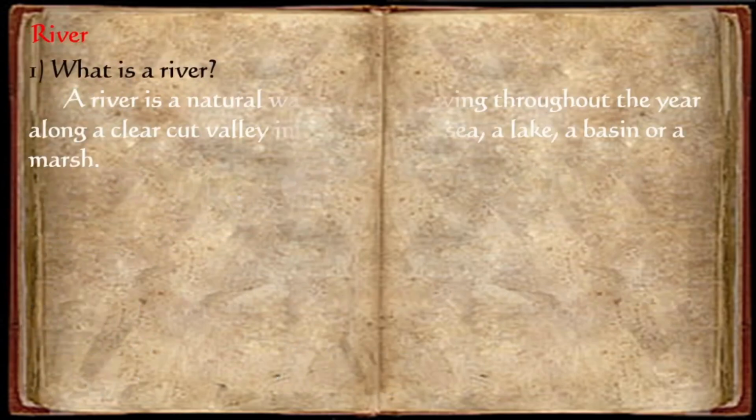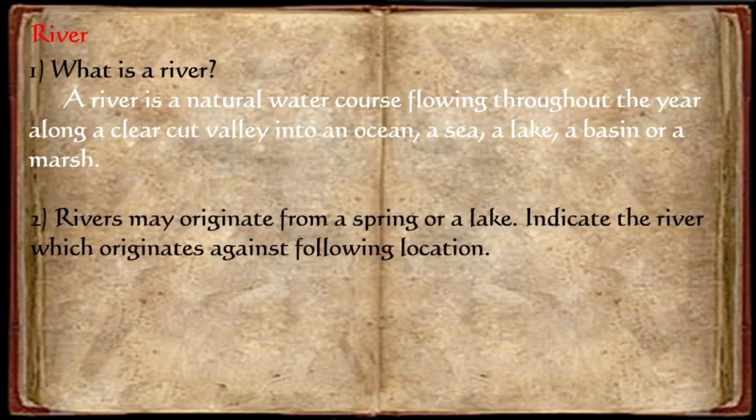River. What is a river? A river is a natural watercourse flowing throughout the year along a clear cut valley into an ocean, a sea, lake, a basin, or a marsh. Rivers may originate from a spring or a lake.